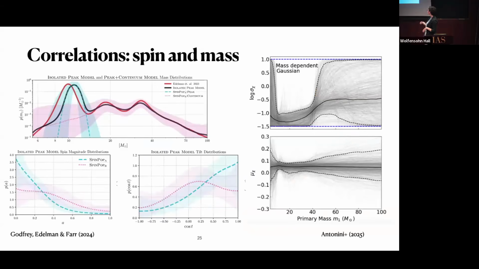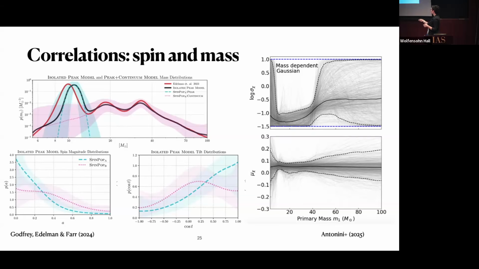Okay, this correlation. Yeah, so people have also found correlations between spin and mass. This part of the literature is still, I think, very active and probably still pretty confusing if you're new to it, because there's a lot of different claims out there. But here are just two that I'm highlighting for the sake of these slides.